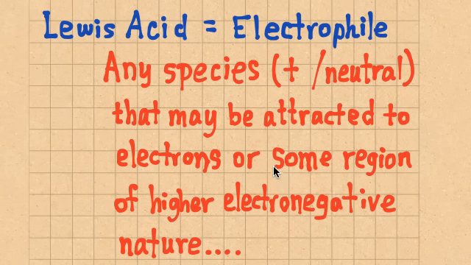Lewis acids and bases, what the heck are they? Another name for Lewis acid is an electrophile, something that likes electrons or is seeking electrons. It could be positive, it could be neutral, sometimes it could even be negative, but there must be some site somewhere that's attracted to more electrons, or a site of higher electronegativity.